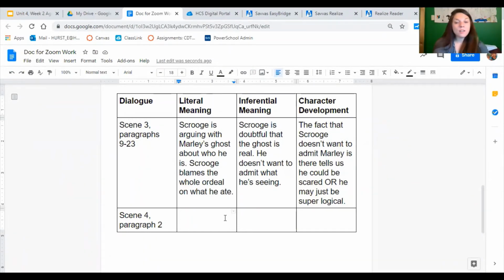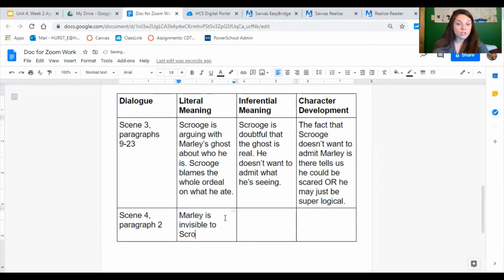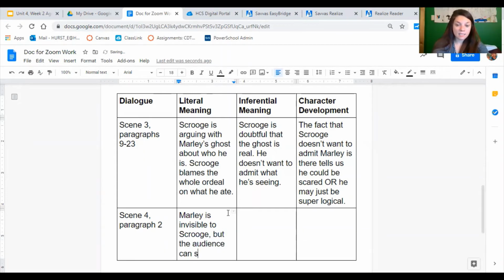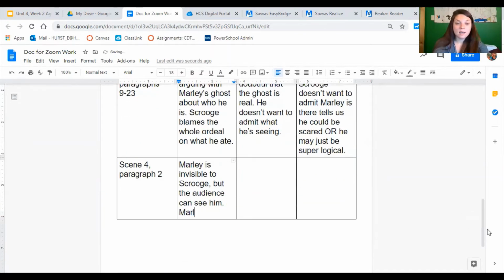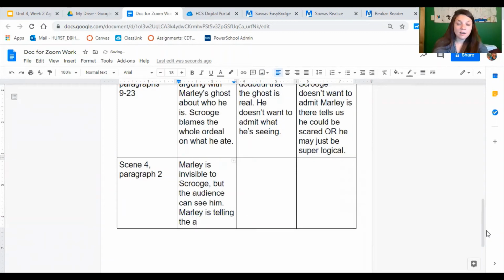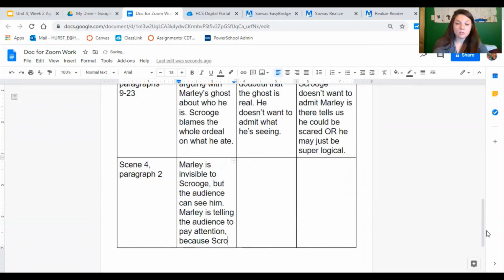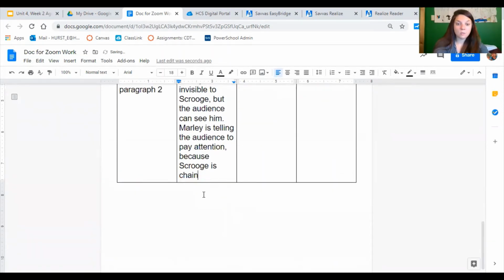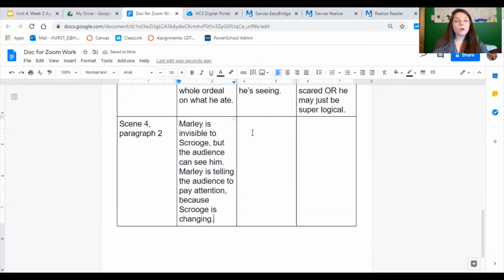Okay, so hopefully you guys realize that Marley is invisible to Scrooge, but the audience can see him. That's literally what's happening. And Marley is telling the audience to pay attention because Scrooge is changing.